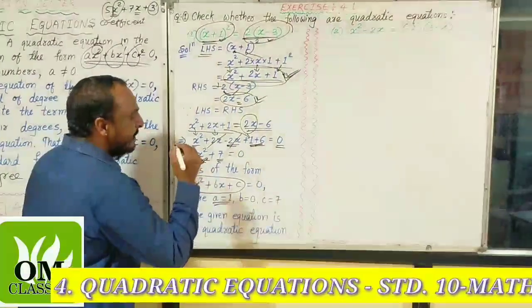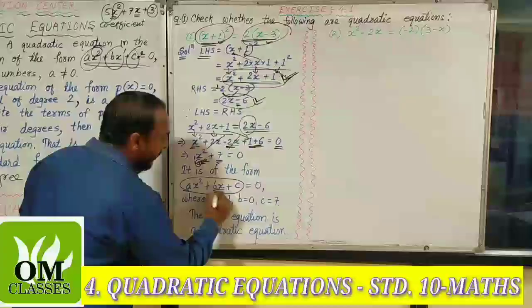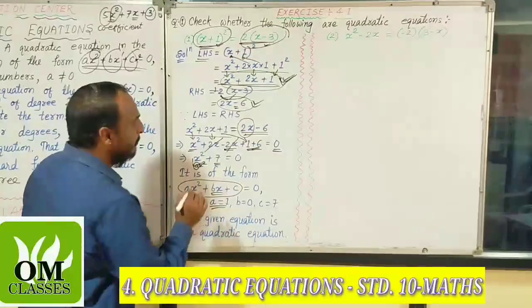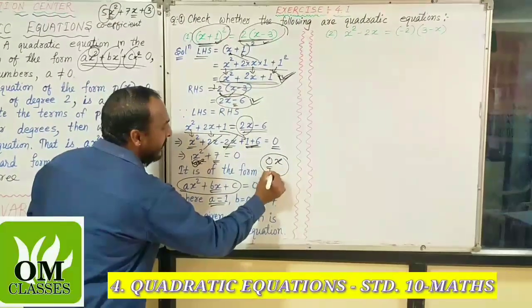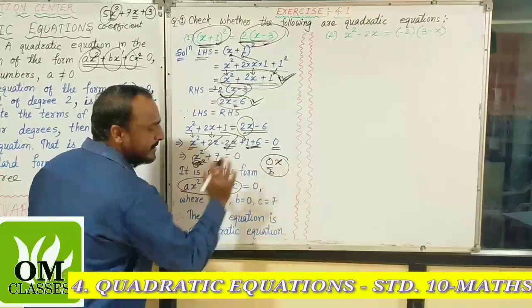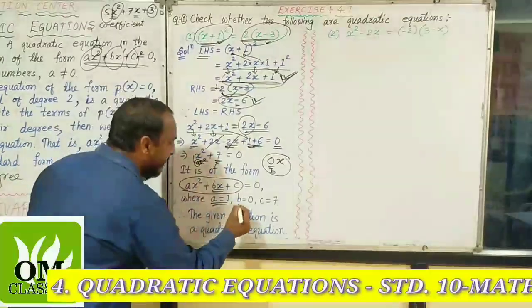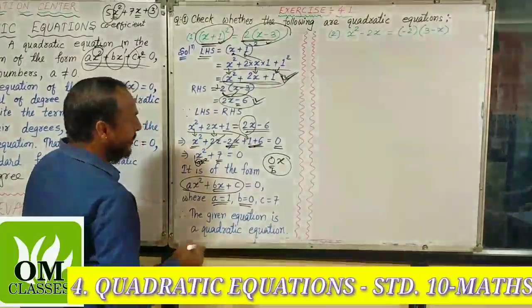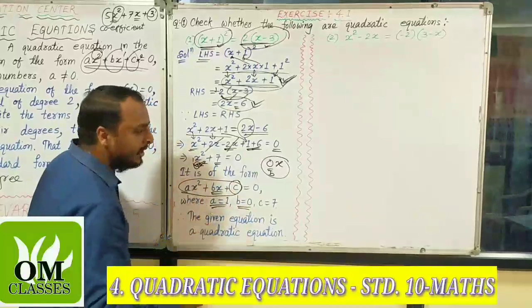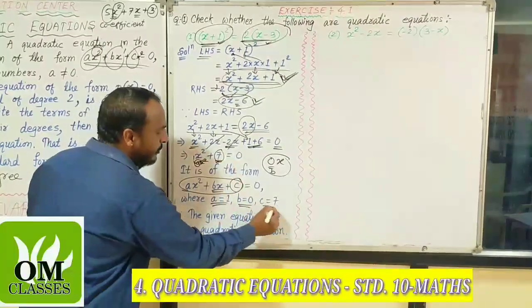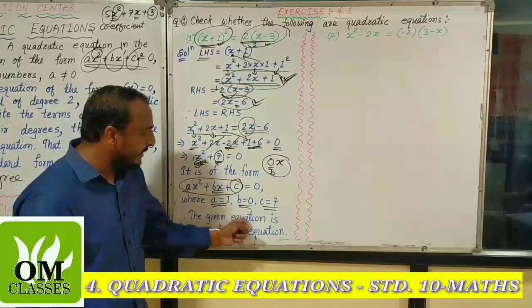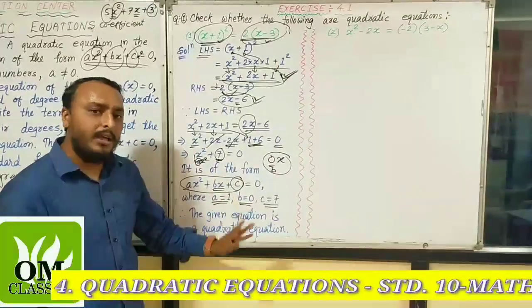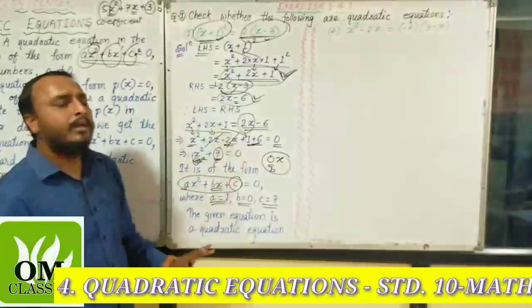Now what is the variable bx? Nothing. Means we can write 0x. 0x means your b is 0. 0 into x means 0, means nothing. So we can write b is equal to 0. And what is your c? Means constant term. It is 7. So what is your c? 7. Sorry. So the given equation is a quadratic equation. This way we can write down.